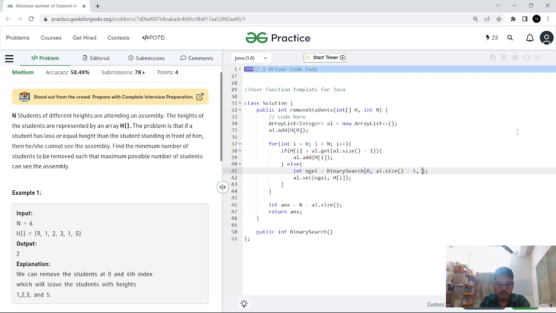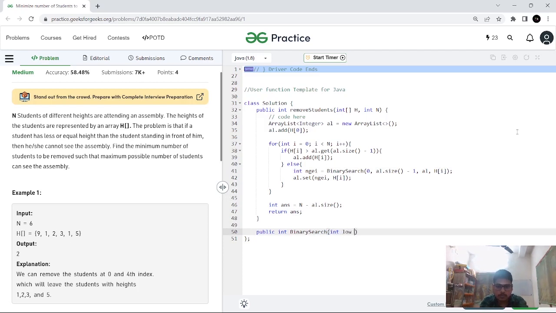And it will search in the array list elements. It will start from low and high, and in which data structure, the array list. I have to give that data structure and the value. For that value, I will get the index of the element which is just greater than our value. I will get the index of 10, which is just greater than 6, in the array list we have computed so far, right?